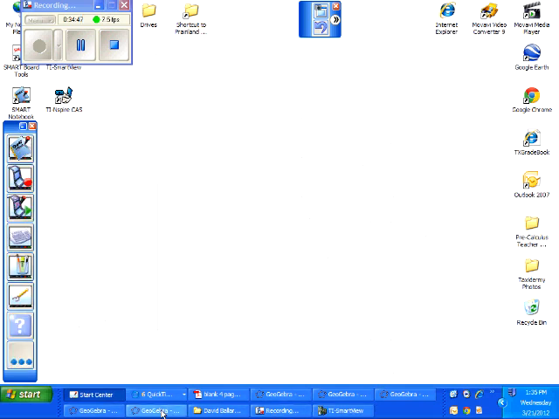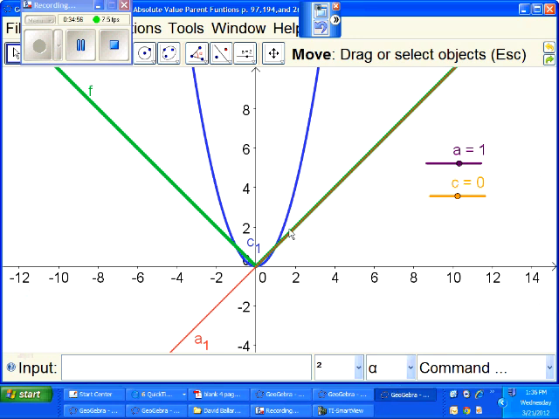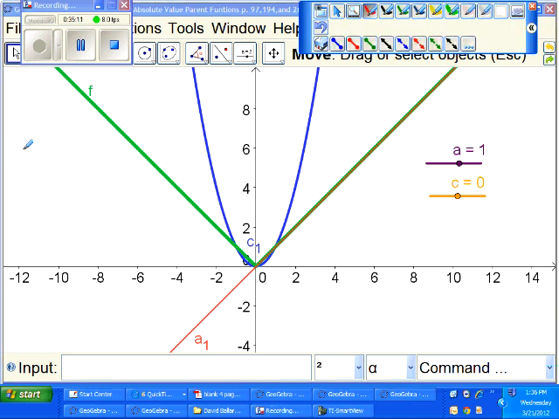I want to show you a GeoGebra applet, if I can get the right one. I don't want to do that one. I want to do linear quadratic. This is the parent function of a line, the parent function of a quadratic, and the parent function of an absolute value. The absolute value is in green. And what we learned is if we had something of the general form, like y equal x for a line, that's the red line, or for y equal absolute value x, that's the green, or y equal x squared, that's the blue.